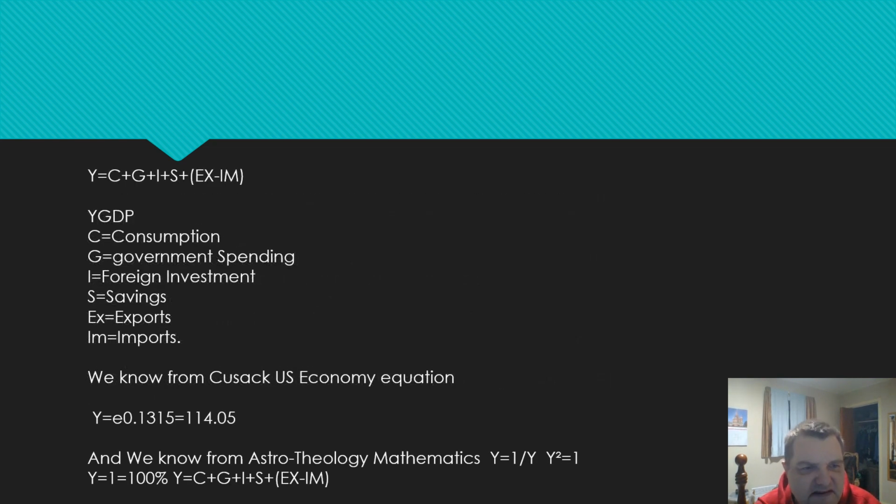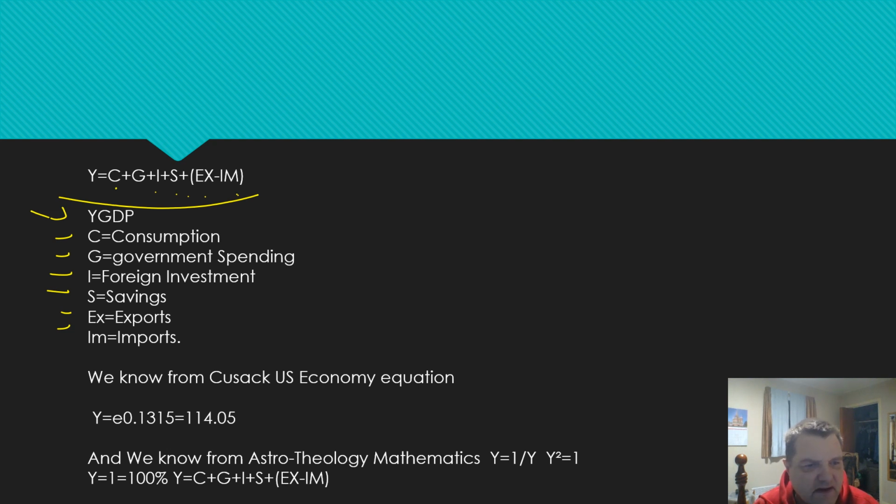So there's your basic GDP equation. Y is equal to C plus G plus I plus S plus exports minus imports. So consumption plus government spending plus investments plus savings plus exports minus imports is equal to the Y, where your Y is your GDP. The GDP, consumption, government spending, foreign investment, savings, exports, and imports.